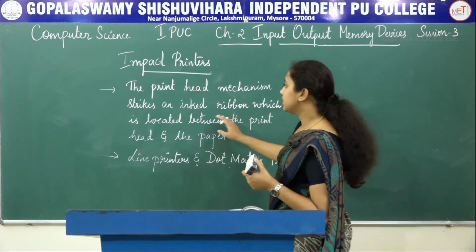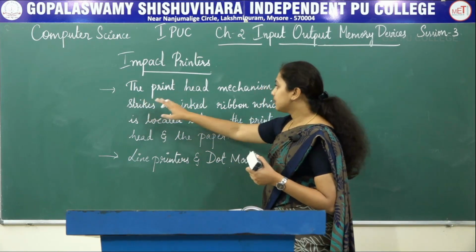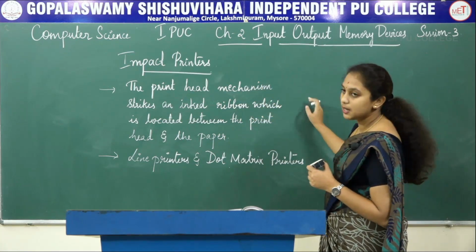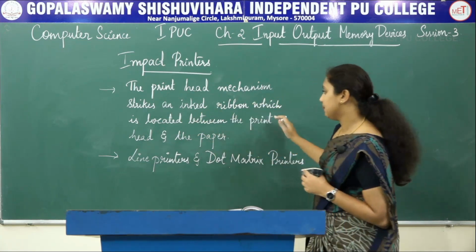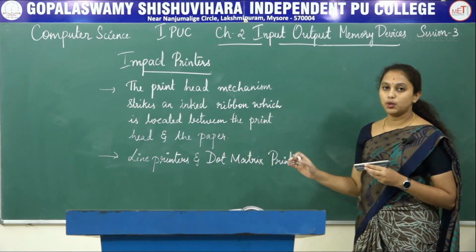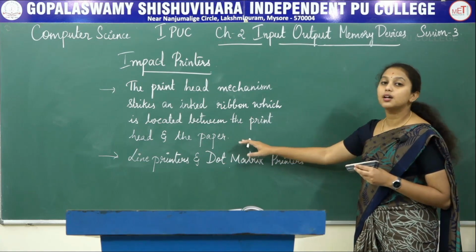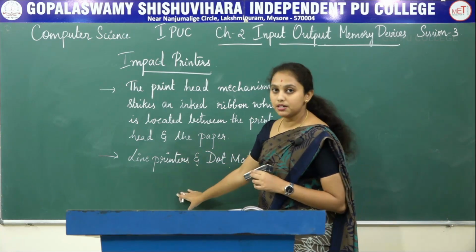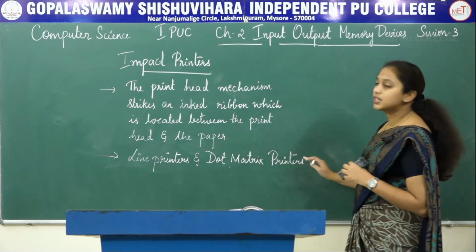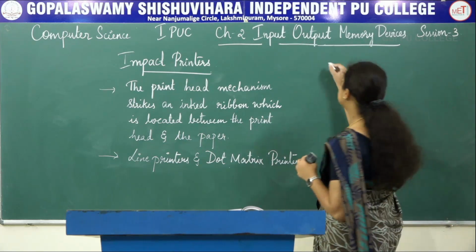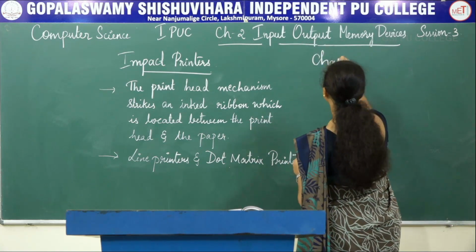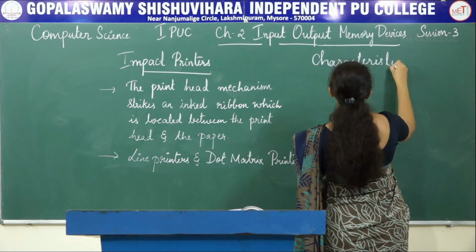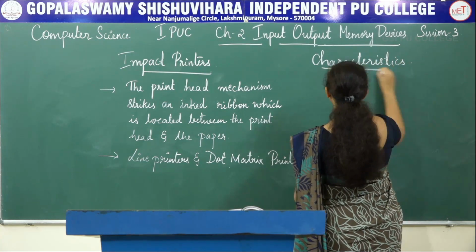In impact printers, the print head mechanism strikes an inked ribbon which is located between the print head and the paper. The types of impact printers are line printers and dot matrix printers. Next, let's see the characteristics of impact printers.